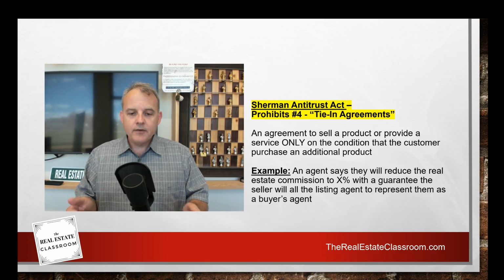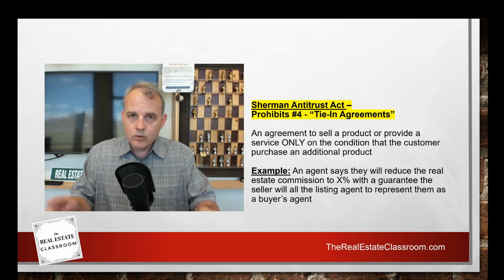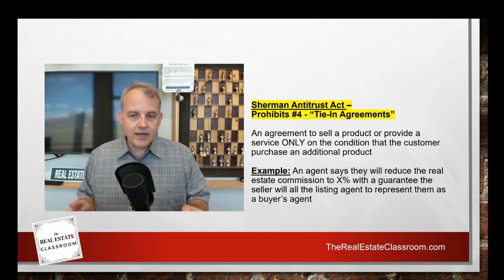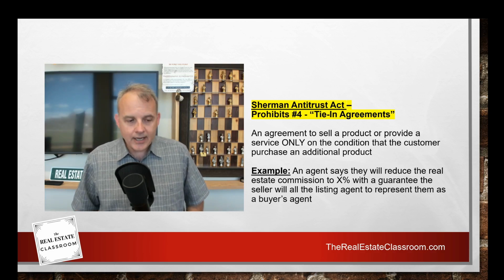But if you guarantee me or allow me to represent you on the buy side, I will reduce my commission to 4% or 5%. That is a tie-in agreement, and that is illegal under the Sherman Antitrust Act.